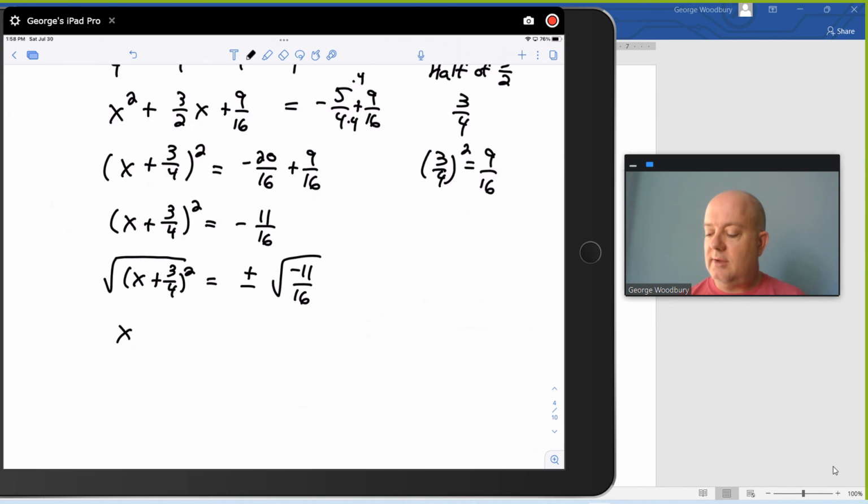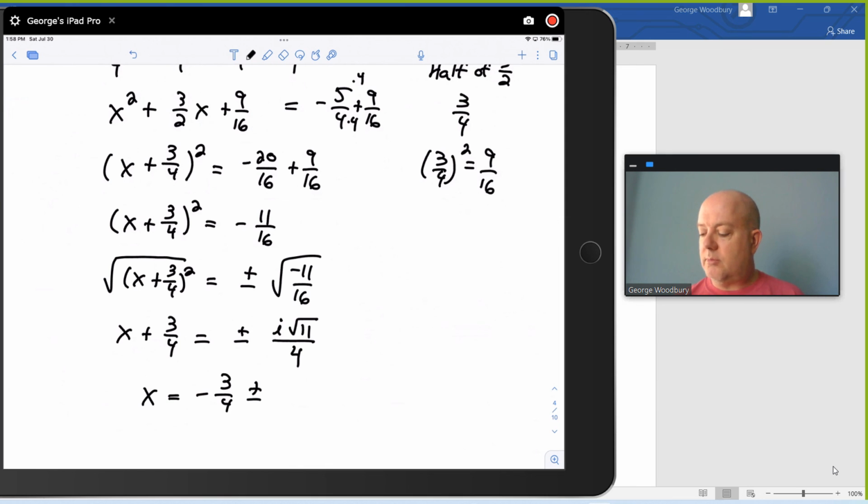The left side is just x plus 3/4. On the right side, plus or minus. In the numerator, that negative number is going to come out as an i, but the square root of 11, we don't know. 11's prime. However, the square root of 16 we do know, and that's 4. So I can write this as plus or minus i root 11 over 4. And I can finish by subtracting over the 3/4. x equals negative 3/4 plus or minus i root 11 over 4.